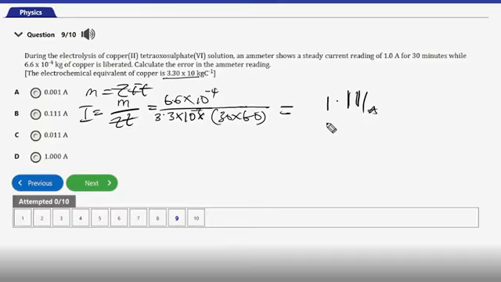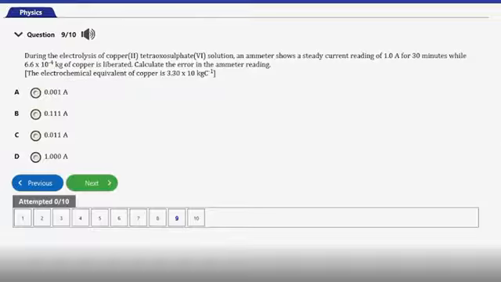So the error in the ammeter reading here will be the actual value here, which is 1.111 minus the error reading, that's 1 ampere, and that will give us 0.111 ampere. So that's option B here guys. So option B is the answer to this question. So that's it for this question. Let's go ahead and consider the next and the last question here guys.